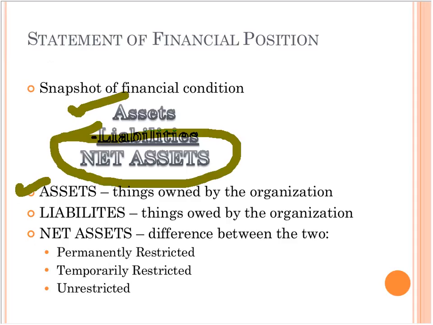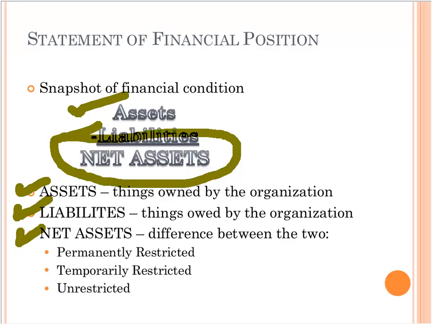The next major category is liabilities. These are things that are owed by the organization. They may be owed to employees or to vendors, and they would include such labels as accounts payable, long-term debt, short-term debt, lines of credit, or accrued expenses. The final category is net assets. Net assets is the difference between assets and liabilities, but it is divided into three basic pieces.